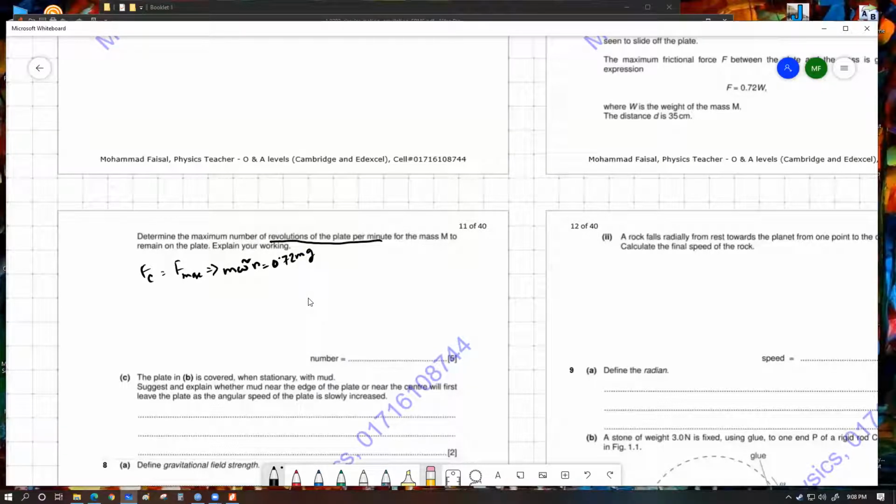Okay, so let me write this over here. I have written the W expression in mg terms so that I can get rid of the M on both sides of this equation, and g is over here. So from here we can calculate the omega. Can someone calculate the omega for me? This would be root over 0.72 multiplied by 9.81 divided by 0.35.